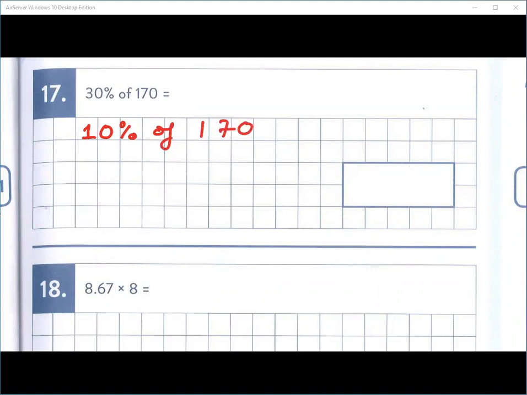Go. So you change 170. You divide that by 10. Okay, so let me try to help the students with the method. So what are you working out first then? So you're breaking the 30% down into, first of all, working out 10%. And how do we work out 10%? You divide it by 10. So what's that going to give us then? 17.